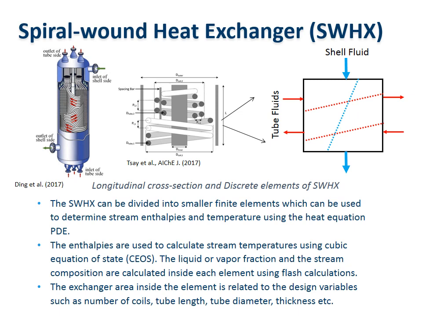We imagine this exchanger as a cascade of finite elements. Inside these finite elements, we discretize the heat equation for all the streams using finite difference method. The enthalpies and the stream temperatures are calculated using cubic equation of state, and the liquid and vapor fraction of each of these states undergoing phase change can be calculated using flash calculations. The exchanger area inside each of these elements is then related to the design variables such as number of coils, tube lengths, diameters, thickness, etc.